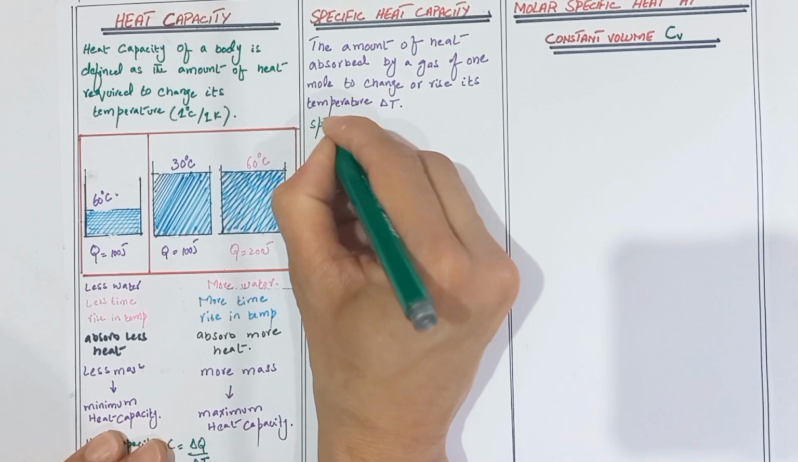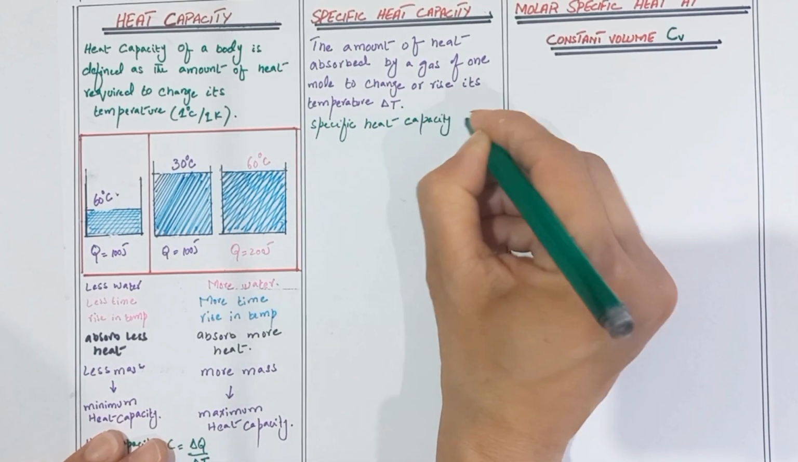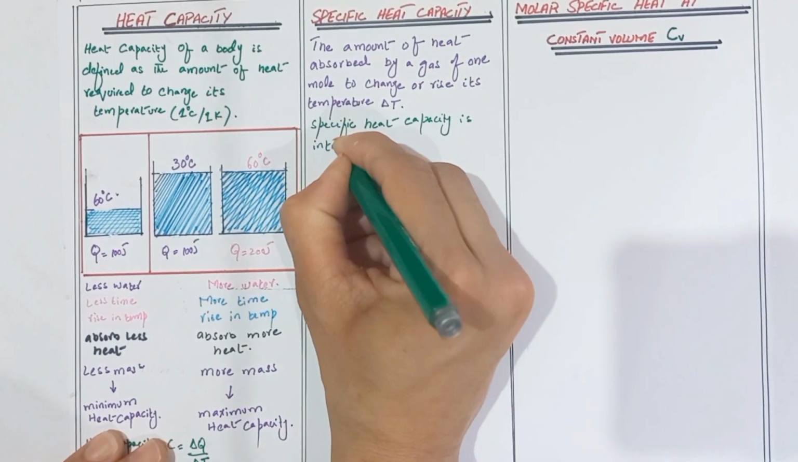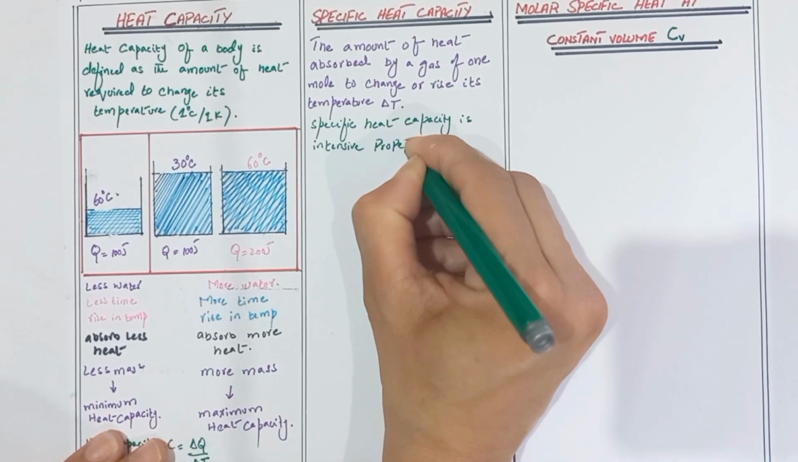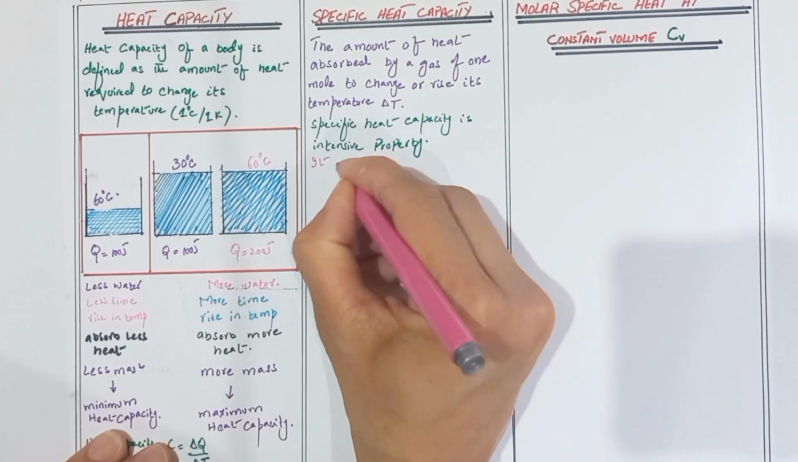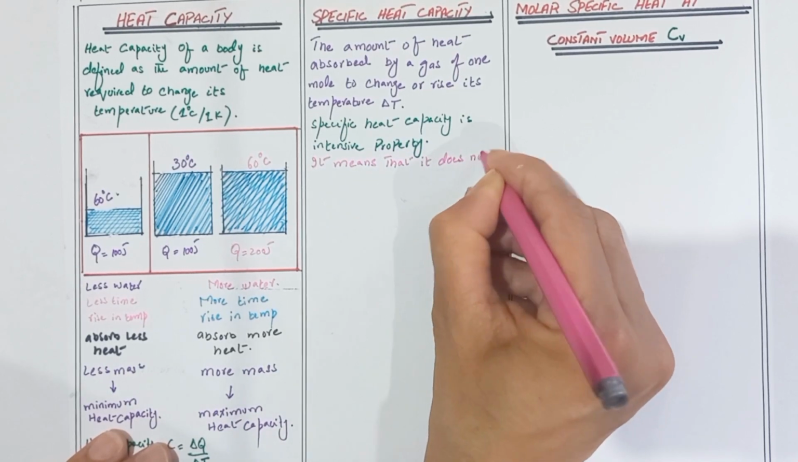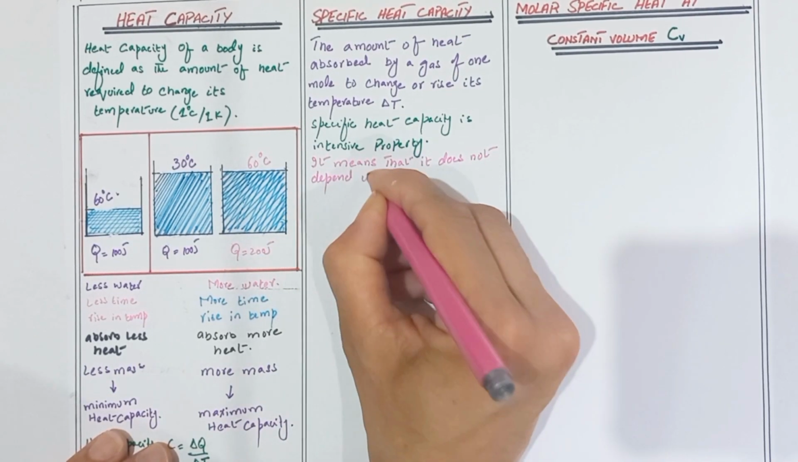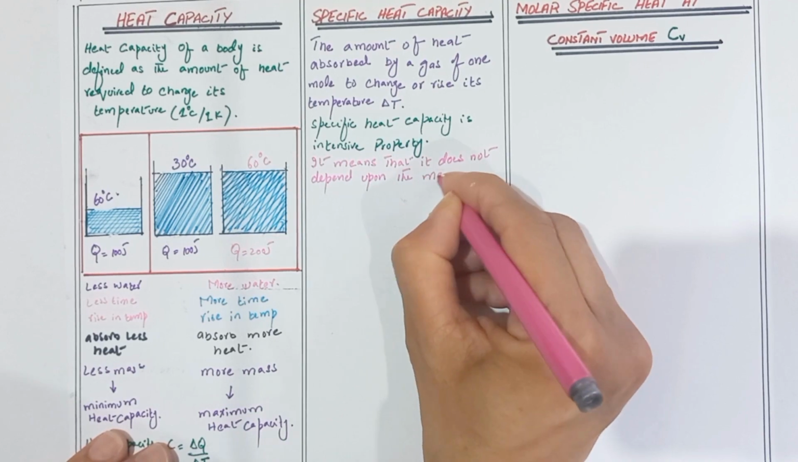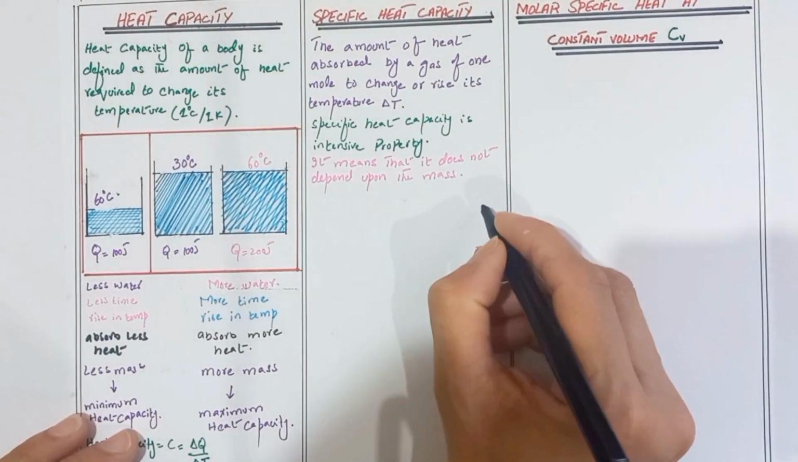Specific heat capacity is an intensive property. It means that it does not depend upon the mass. We can understand it with an example.